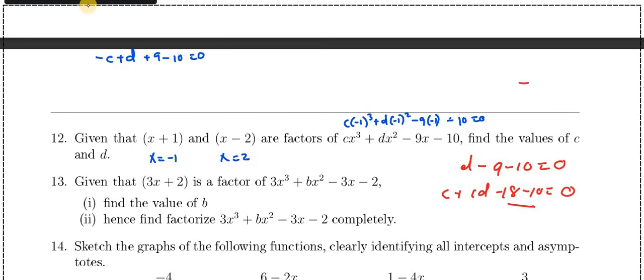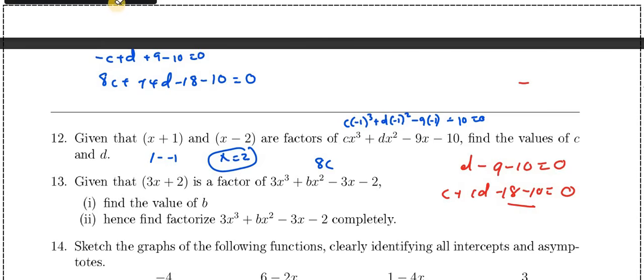Then the other part, if you replace with 2, that's going to be 8c, plus 4d, minus 18, then minus 10. This also gives us 0 because it's also a factor, right?